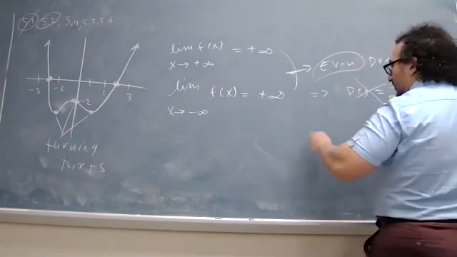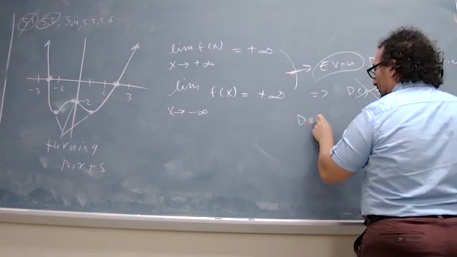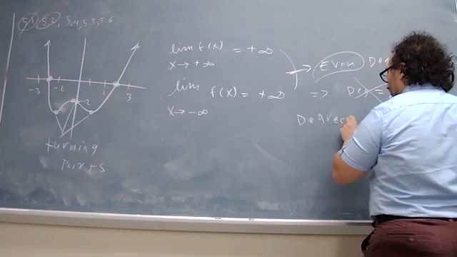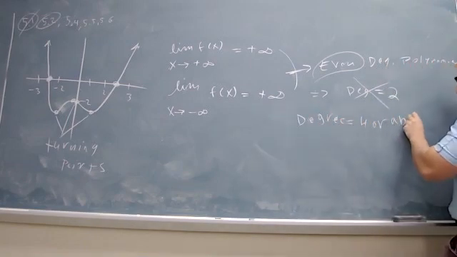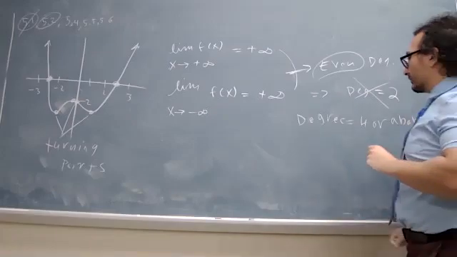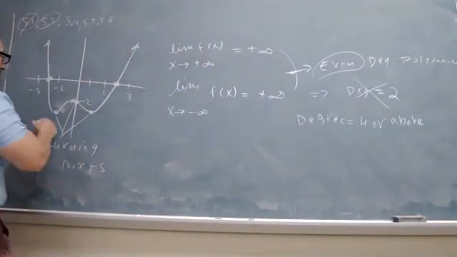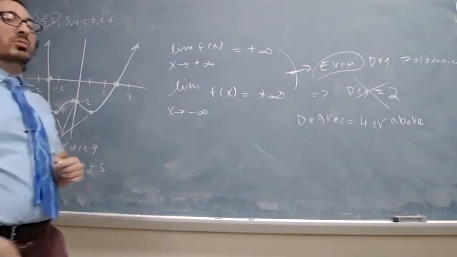So it's going to be degree equaling 4 or above. That's due to the fact that these turning points show that there must be more sign changes in the output of the function.